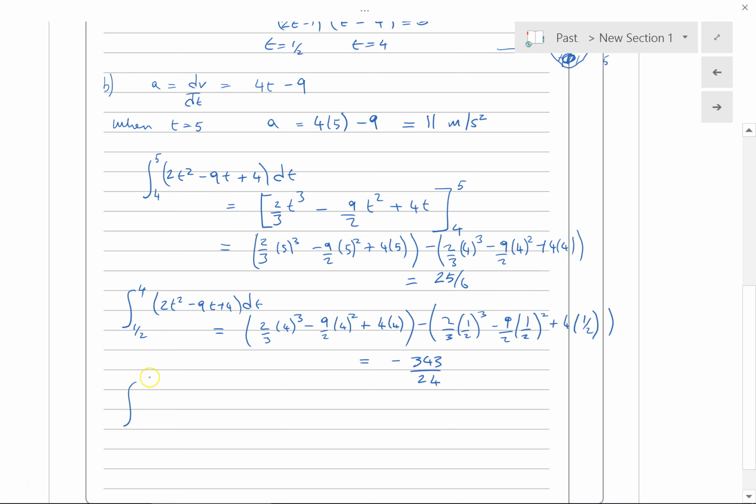And then finally, if we integrate between a half and naught of 2t squared minus 9t plus 4 dt, that is equal to 2/3 times a half cubed minus 9/2 times a half squared plus 4 times a half, and the naught bit is obviously naught, and that comes to 23/24.